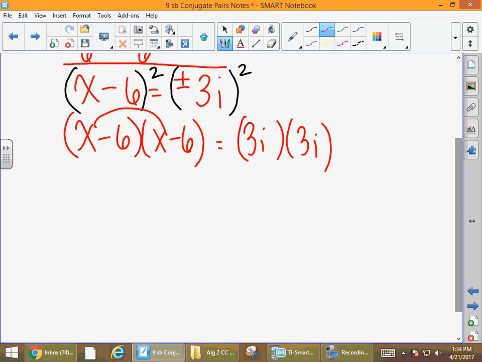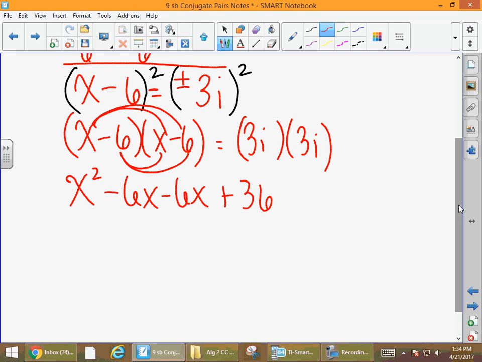X times x is x squared. X times negative 6. Negative 6 times x. And negative 6 times negative 6 is positive 36. Over here on the right side, 3i times 3i. 3 times 3 is 9. I times I is i squared.